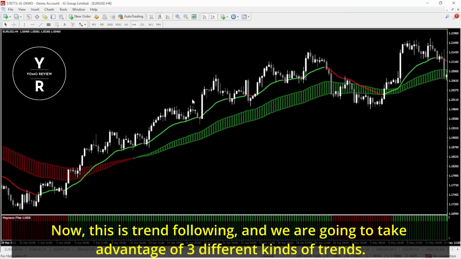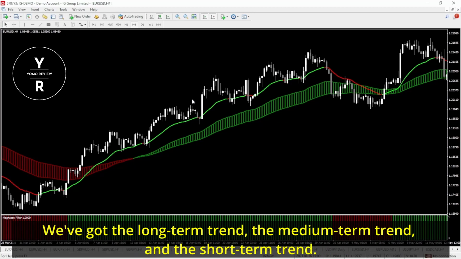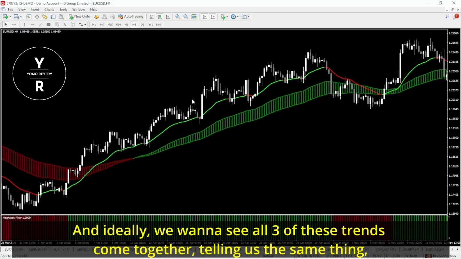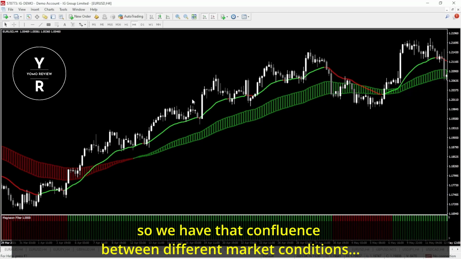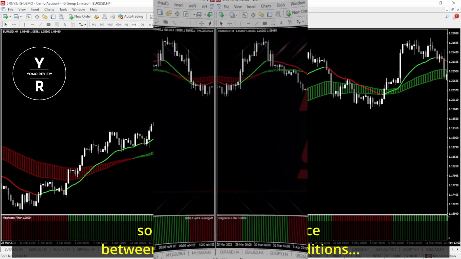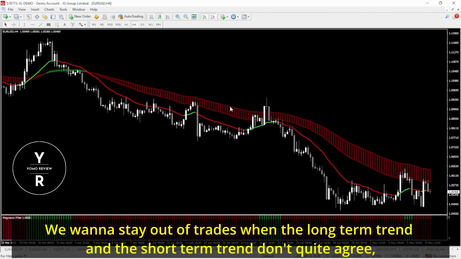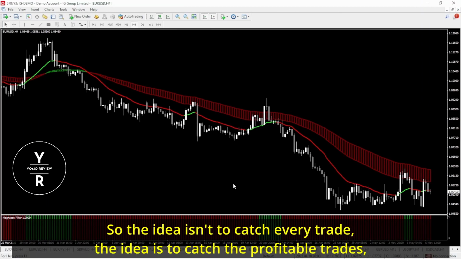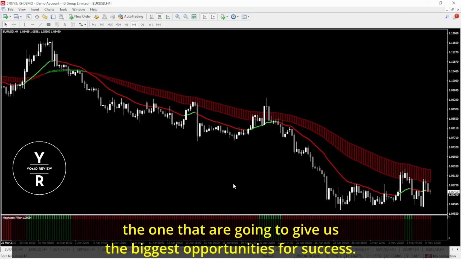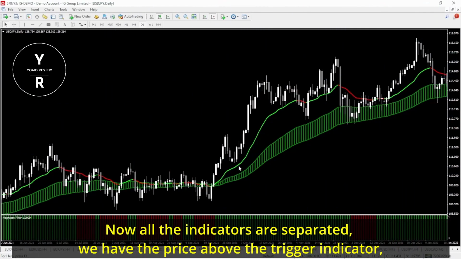This is trend following, and we're going to take advantage of three different kinds of trends. We've got the long-term trend, the medium-term trend, and the short-term trend. And ideally, we want to see all three of these trends come together, telling us the same thing. So we have that confluence between the different market conditions. I want to stay out of trades when the long-term trend and the short-term trend don't quite agree. We have a conflict there. So the idea isn't to catch every trade. The idea is to catch the profitable trades, the ones that are going to give us the biggest opportunities for success.